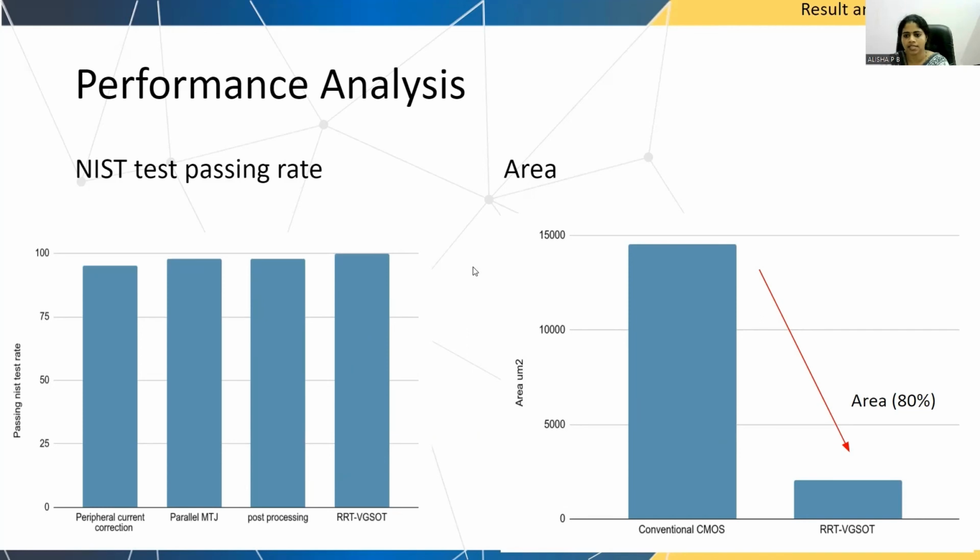The main attraction of this design is area. Here we can compare the area of conventional CMOS device TRNG with RRT VGSOT. Almost 80% of the area is reduced.